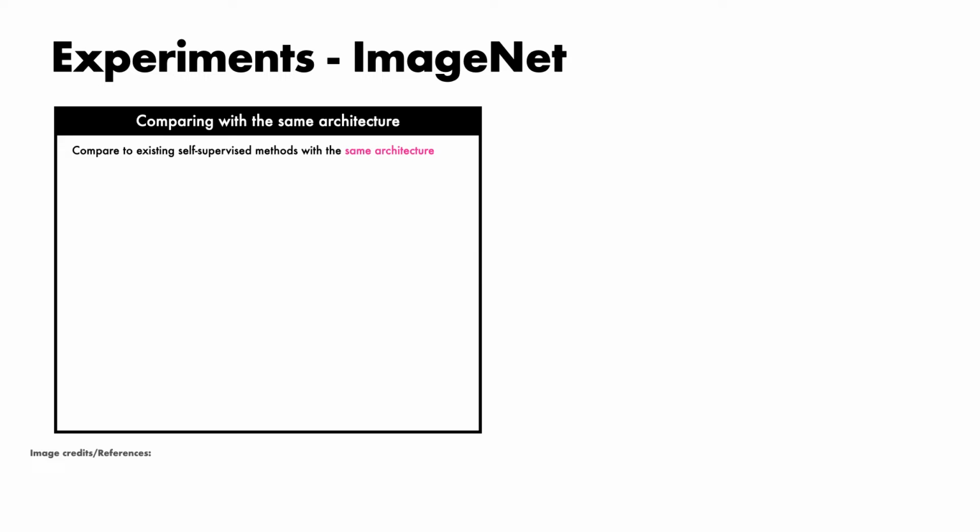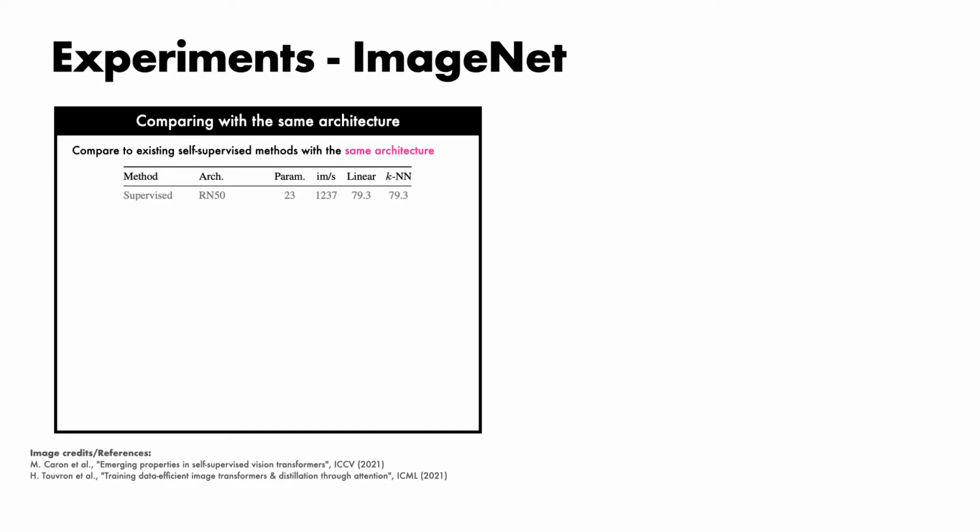The first set of experiments were conducted on ImageNet, comparing DINO to existing self-supervised methods with the same architecture under linear probe and k-nearest neighbor evaluations. The starting point here is a supervised ResNet-50 trained with the optimization recipe and aggressive data augmentation employed by the DeiT authors. This model attains 79.3% accuracy. Here, the param column indicates model parameters in millions, while the images per second column indicates the model throughput on an NVIDIA V100 GPU with a batch size of 128.